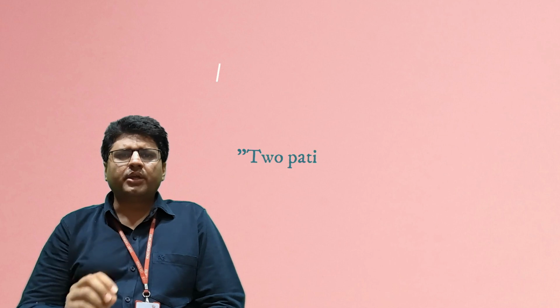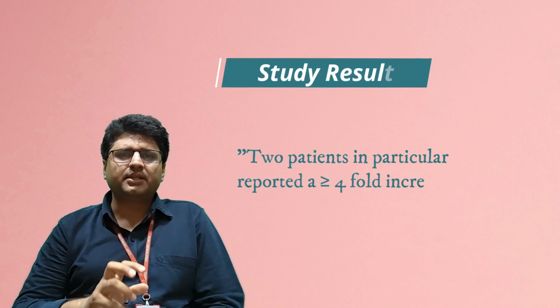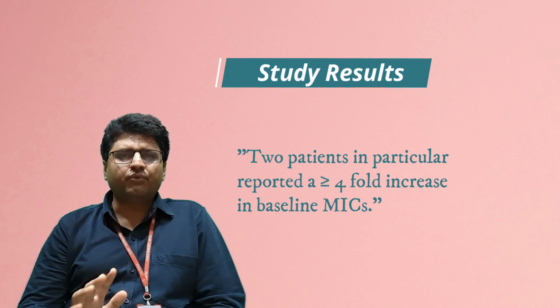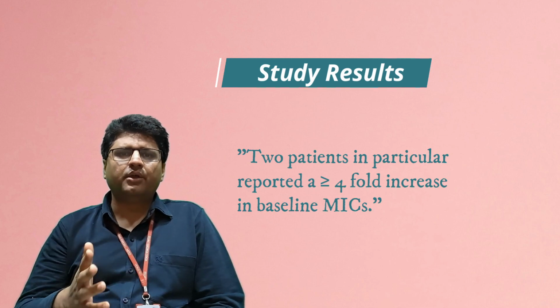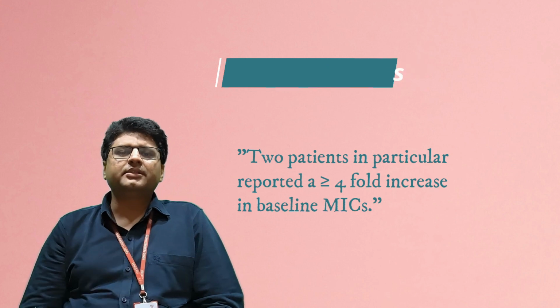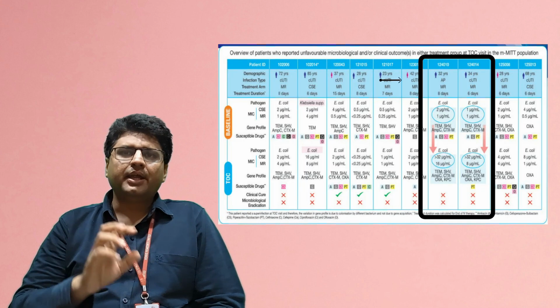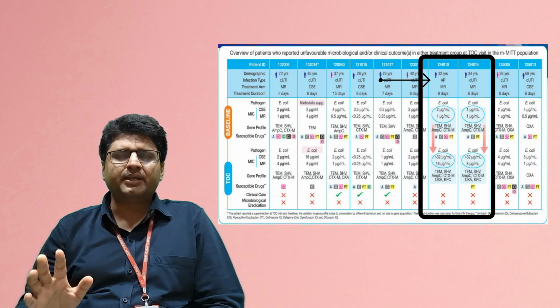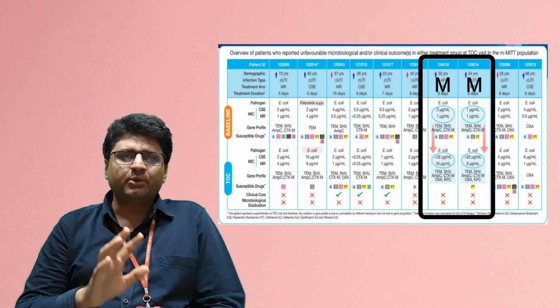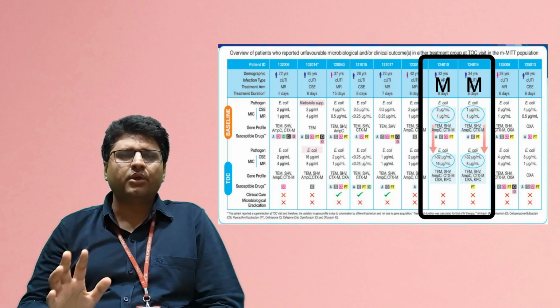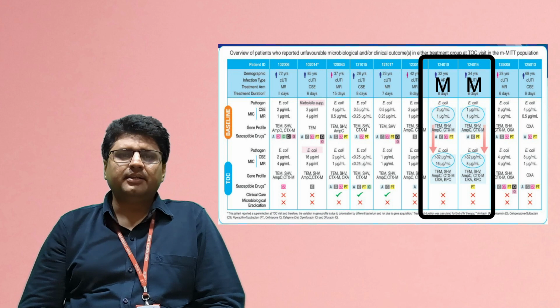Now again, an important outcome of this abstract, or this study, was that 2 patients reported a 4-fold and even more than 4-fold increase in the baseline MIC values. One patient had complicated UTI and another had acute pyelonephritis. Both failed the meropenem therapy and reported a 4-fold and even more than 4-fold increase in the MIC values than the baseline levels.